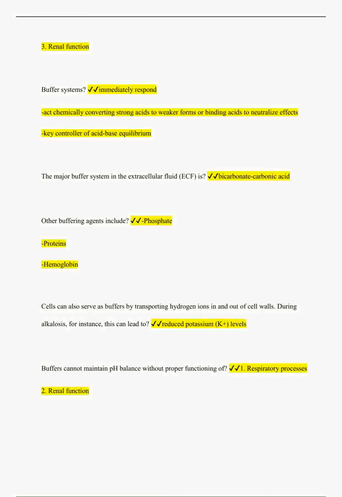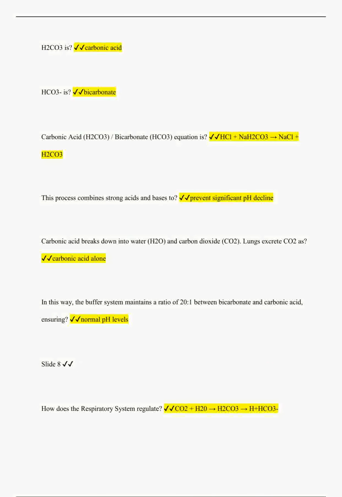Buffers cannot maintain pH balance without proper functioning of 1, respiratory processes, and 2, renal function. H2CO3 is carbonic acid. HCO3 is bicarbonate. The equation is HCl plus Na2CO3 yields NaCl plus H2CO3.